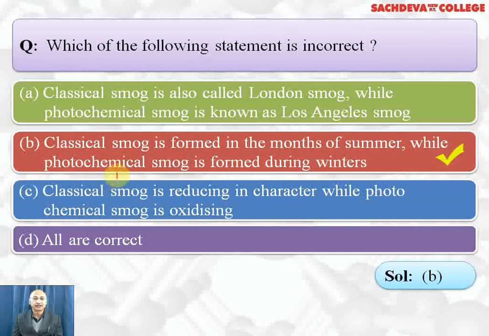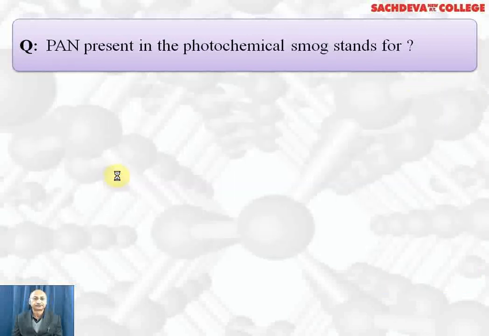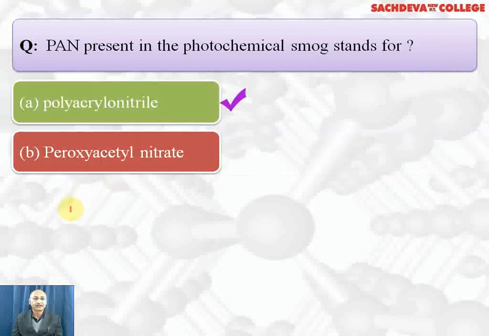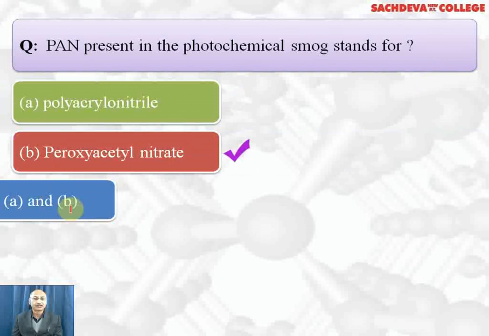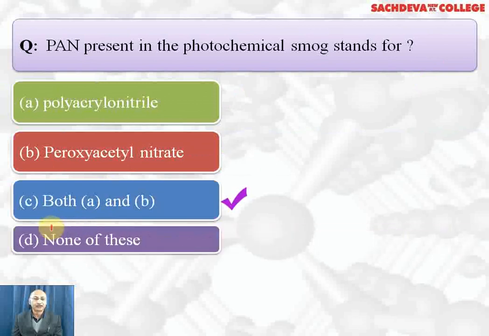PAN present in photochemical smog stands for polyacrylonitrile, peroxyacetyl nitrate, both A and B, none of these. Correct answer is peroxyacetyl nitrate. B part is the correct answer.